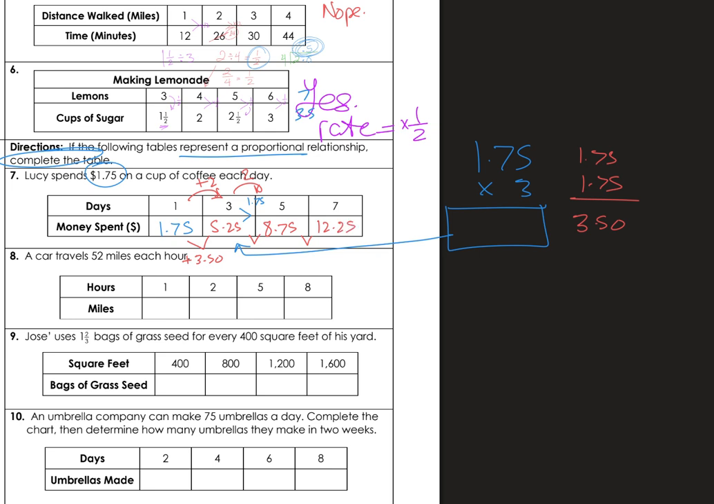And if you're like, I don't believe him, so do this: 175 times 7, you get 35, 52, 12.25.